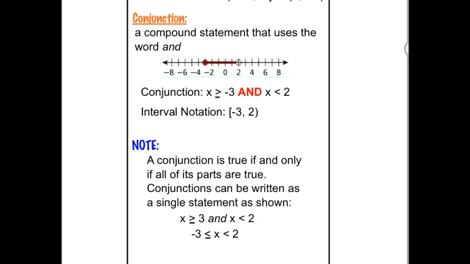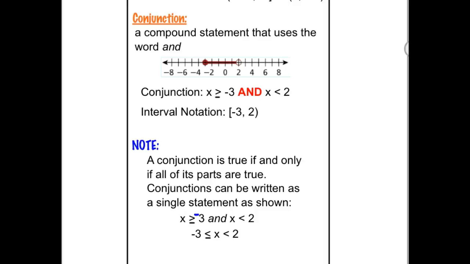Just a side note, a conjunction is true if and only if. Oh my gosh, we have a biconditional. We're bringing flashbacks to geometry. That's a little too bad. Have fun with it. If parts are true, conjunctions can be written as a single statement as shown. x is greater than or equal to -3 and x is less than 2. So then we could have -3 is less than or equal to x and x is less than 2.